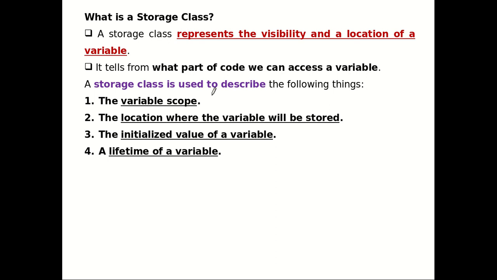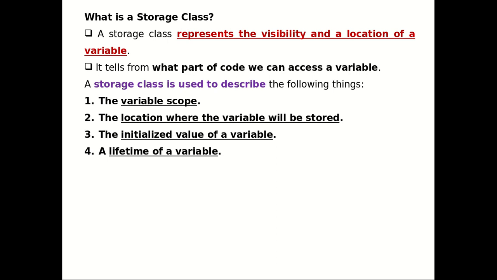A storage class is used to describe the following four things: the scope of the variable, the location where the variable is stored, the initialized value of the variable, and the lifetime of the variable. So what is the initial value of the variable when it is declared, and what is the lifetime of the variable, that is, when the variable is available.